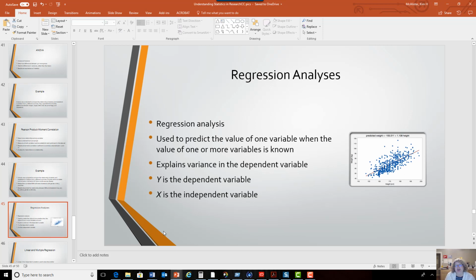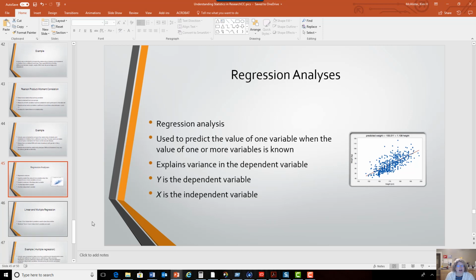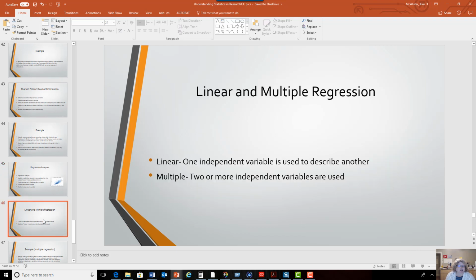You can also use a regression analysis to predict the value of one variable when the value of one or more other variables is known. It explains the variance in the dependent variable. Y is the dependent variable and X is the independent variable. Then you'll get a result that looks something like that, and you see where it all falls along the line, the intersection.